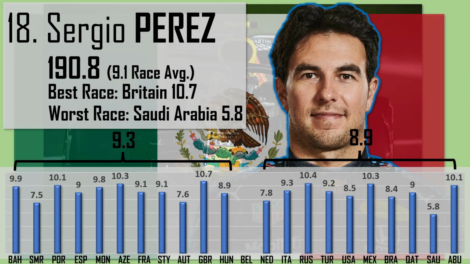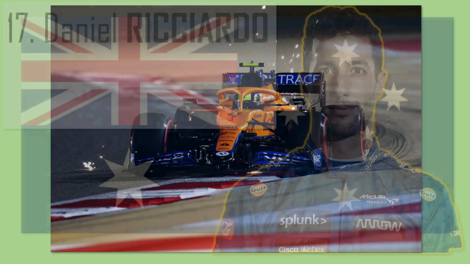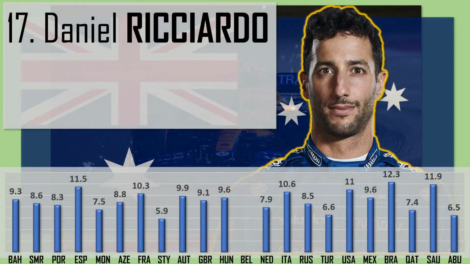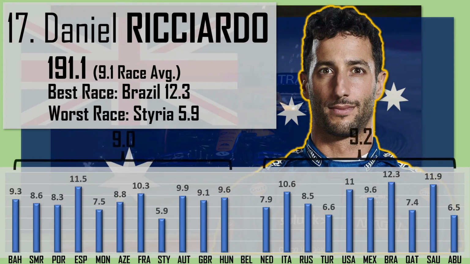Now, I can already feel that this is going to throw up a little bit of controversy, having Sergio Perez ranked so low. But not as much, I don't think, as P17, Daniel Ricciardo. He had an overall season score of 191.1, with again a 9.1 race average, a best race of Brazil and a worst race of Styria. However, it was Ricciardo who actually performed better in the second half of the season, averaging at 9.2 compared to 9.0 in the first half.